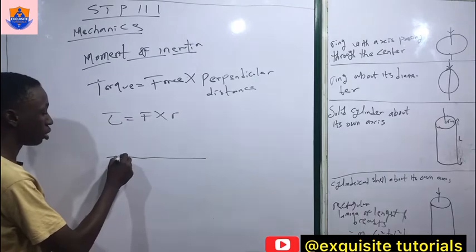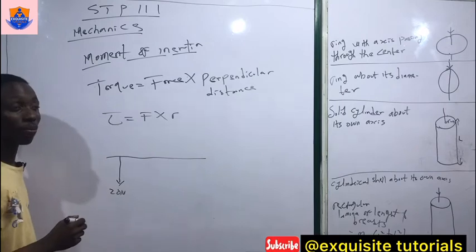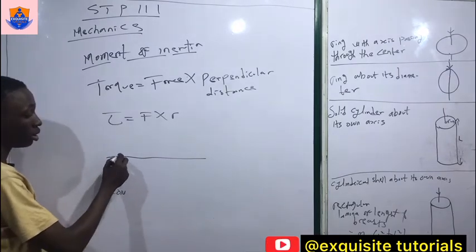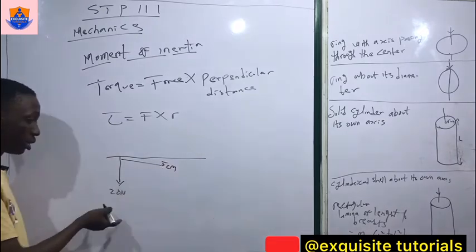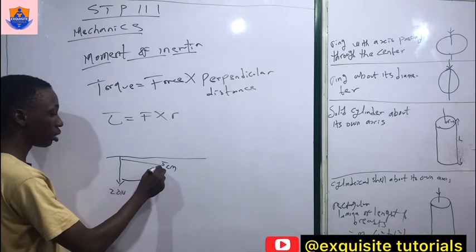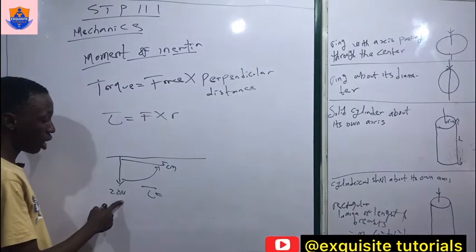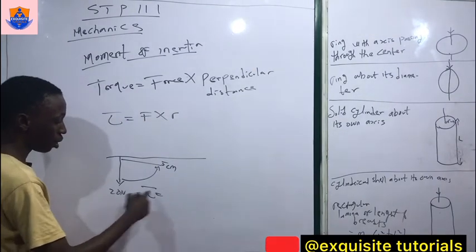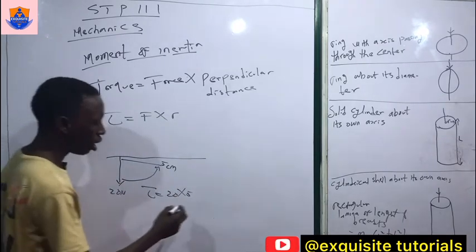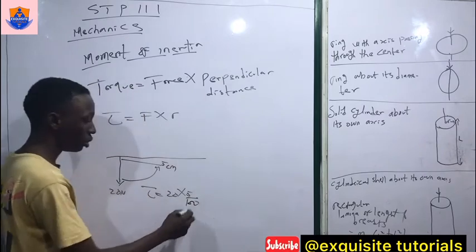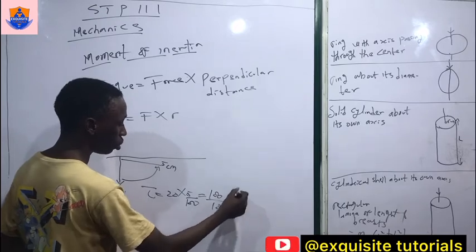So to calculate the torque on a body, let's say a downward force of 20 newton acts on a body, and we want the torque at a distance of 5 centimeters. The torque will be force times distance, so 20 times 5. Don't forget to convert your centimeter into meter: 20 times 5 over 100, which is 100 over 100. So the torque here will be equal to 1 newton.